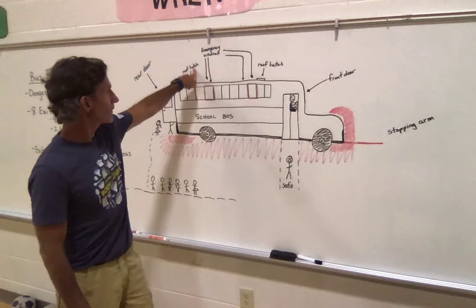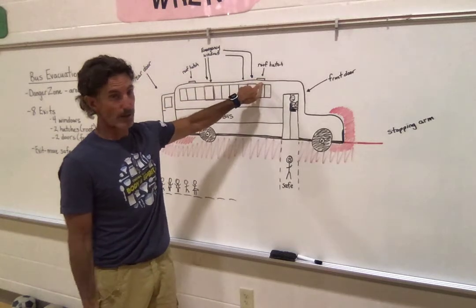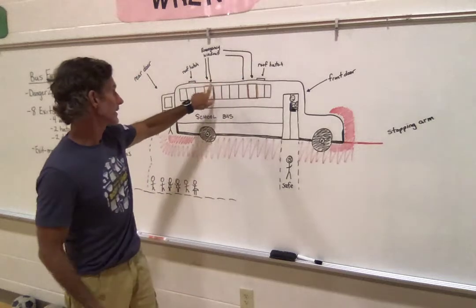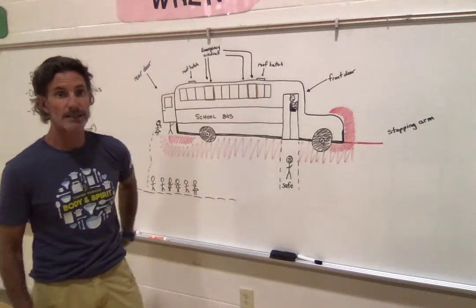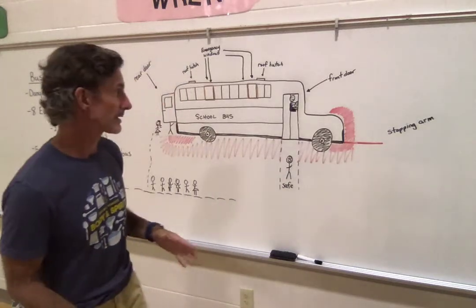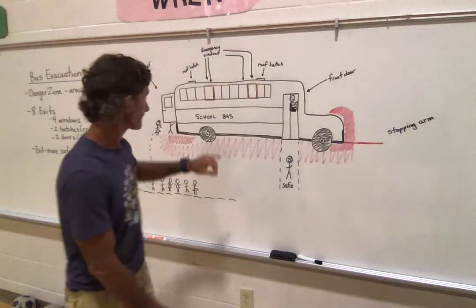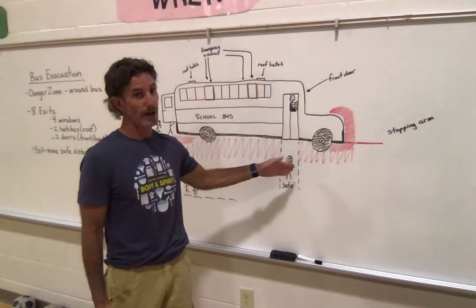All right, we talk about the exits. I show them where the roof hatch is. Inside the bus, we go in and we physically do this. I show them how they open it. We talk about the windows. There are 4 emergency windows, 2 on each side of the bus. Those also open up and become another door for the kids to be able to get off the bus in some sort of emergency. And then we talk about the front door, of course, the way that you normally get on and off a bus.